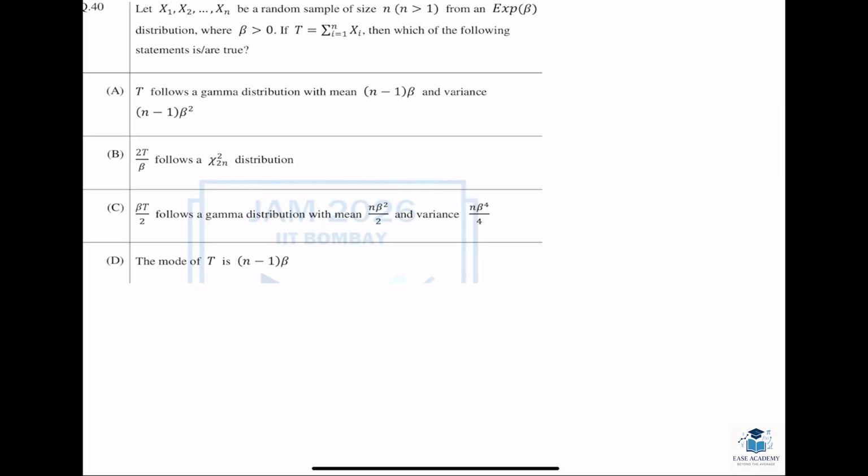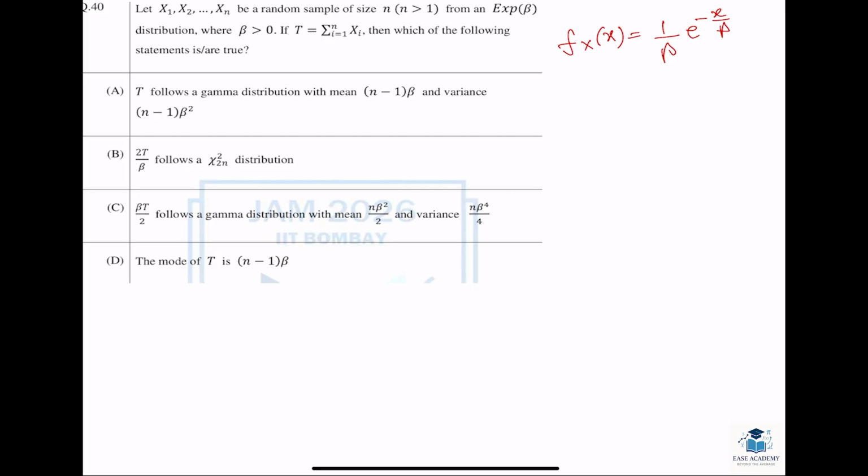That would be f(x) as: 1 by beta e to the power minus x by beta, and here beta is greater than 0 and T is summation of Xi, and we need to check these statements, and there can be more than one statement that can be correct.